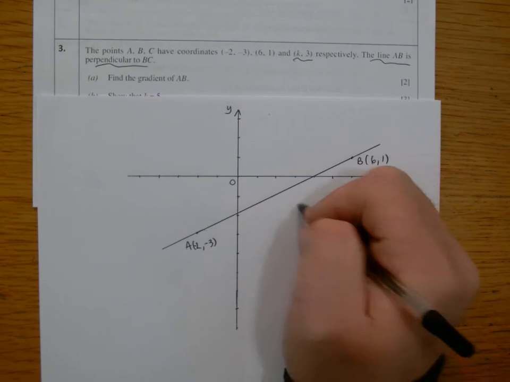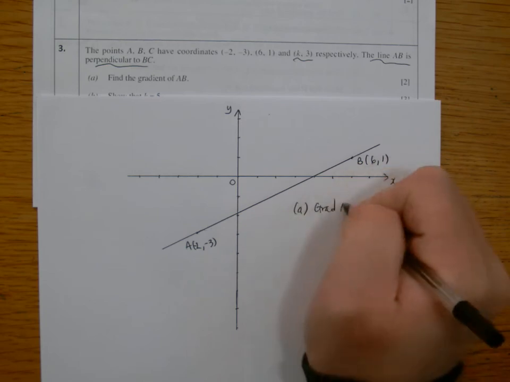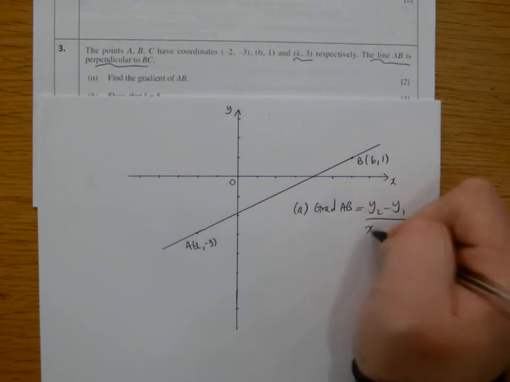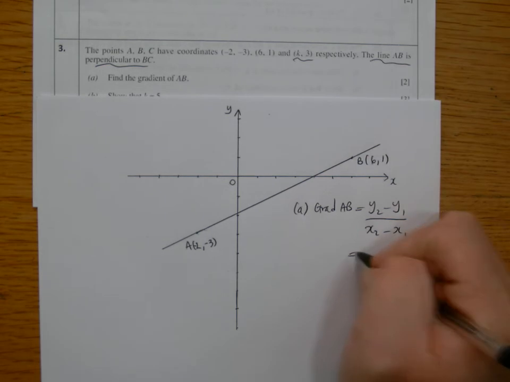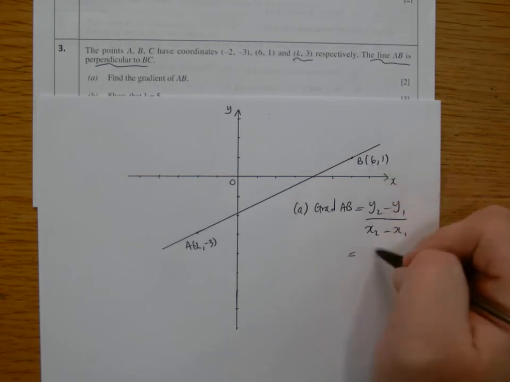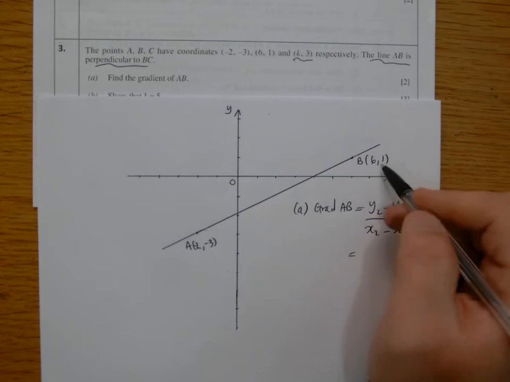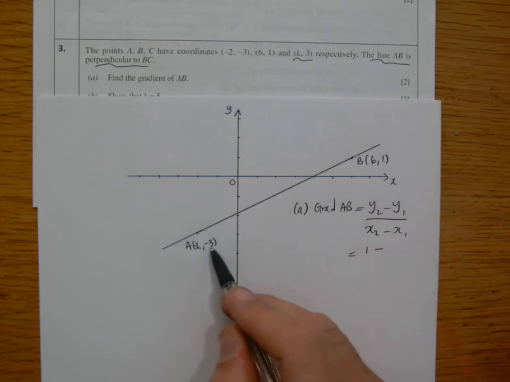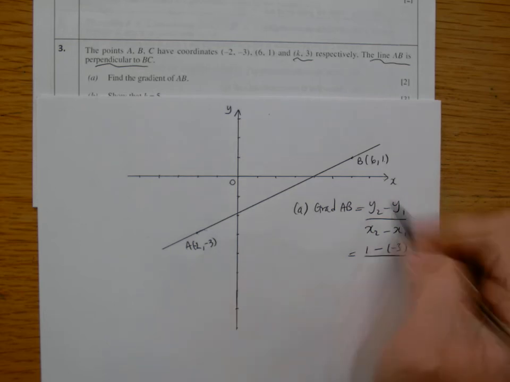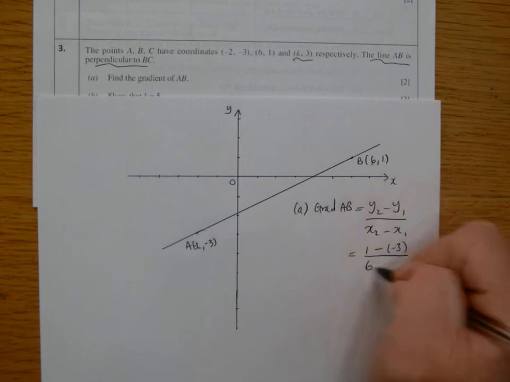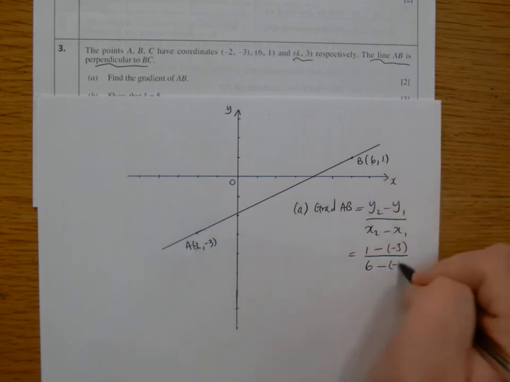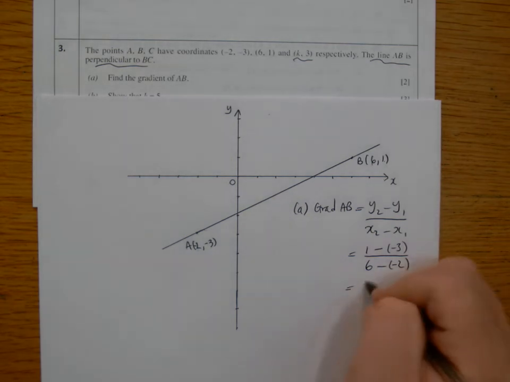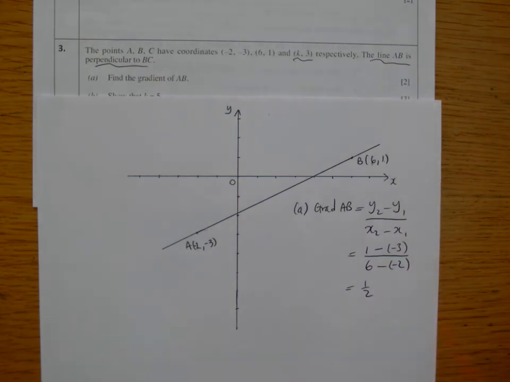So the gradient of AB, quite simply, remember the gradient formula: y2 minus y1 over x2 minus x1. So if I call that my x2, y2, that will be where we got y2, which is 1, take away my y1, which is minus 3, and then my x2 there, which is 6, take away then my x1, which is minus 2. So if you work all that out, you end up with the answer of 1/2. So that's the gradient of AB.